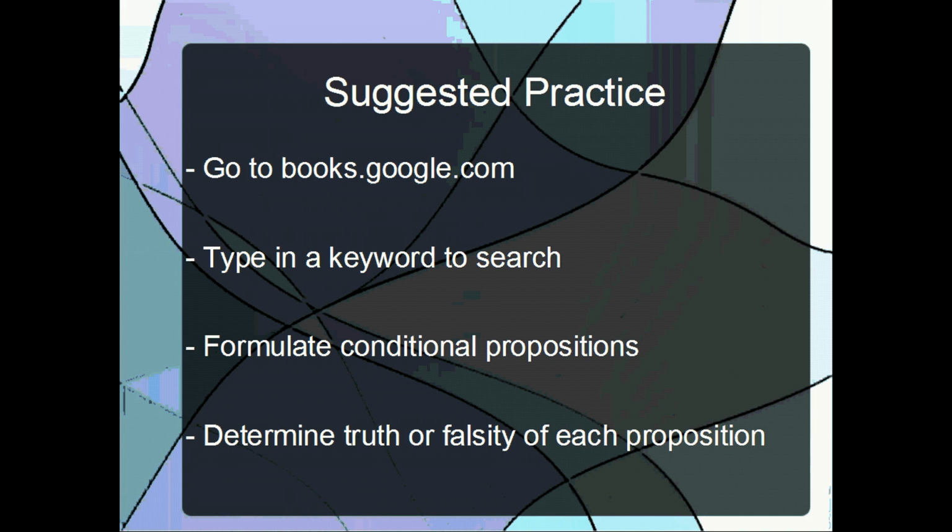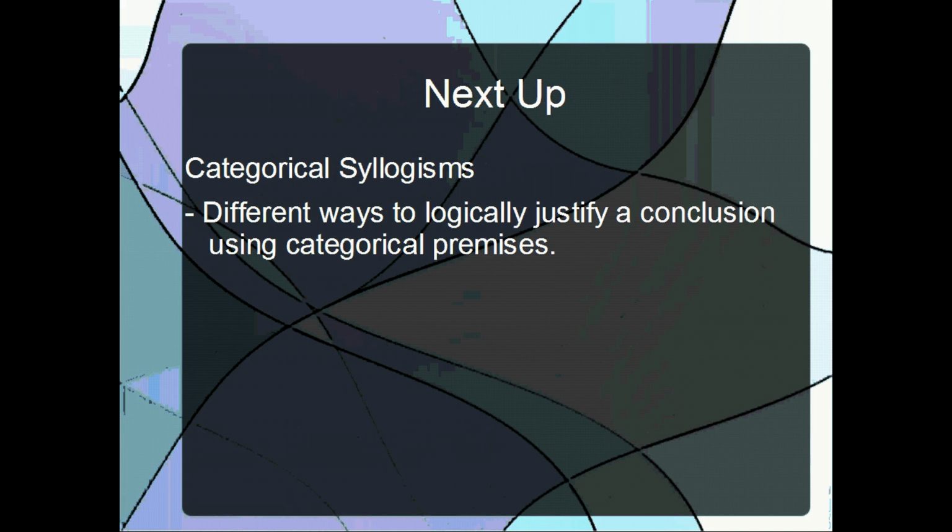Okay? Now next up we'll talk about categorical syllogisms. What we're going to do there is go back to categorical propositions, and I'm going to show you several different ways, maybe not all of the ways in the next video, but at least one of them, to put multiple categorical propositions together to logically justify a conclusion. And I'll go into greater detail on that in the next video.